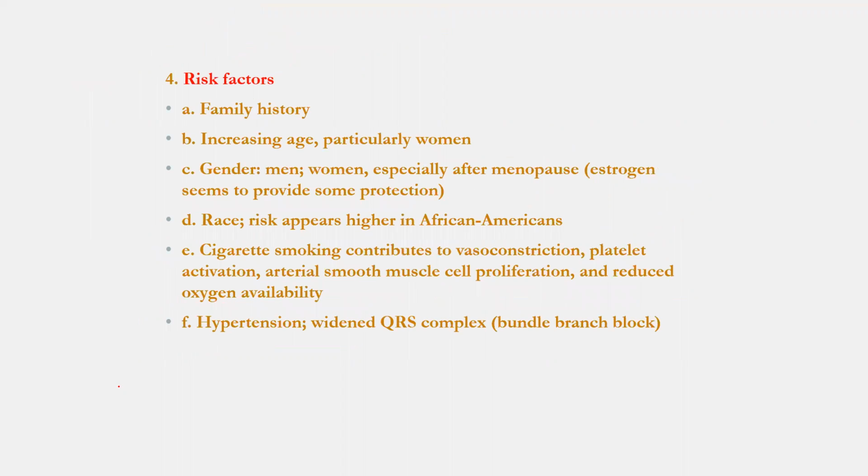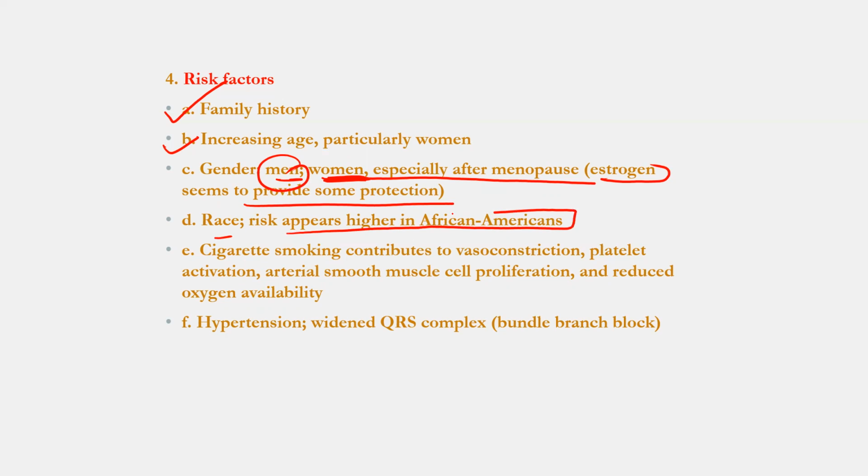Now, what are the risk factors? Risk factors can be family history, or a history of coronary artery disease or angina, which makes one more prone to be at risk of MI. Increasing age is a factor, particularly in women. Gender: in men, there will be less risk than women, especially after menopause, since estrogen seems to provide some protection. Race: risk appears higher in African Americans.